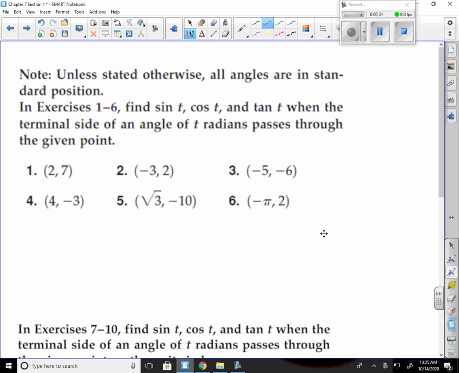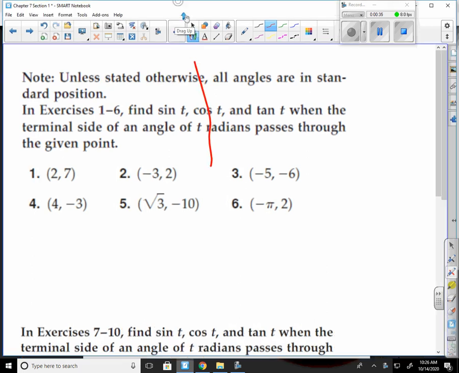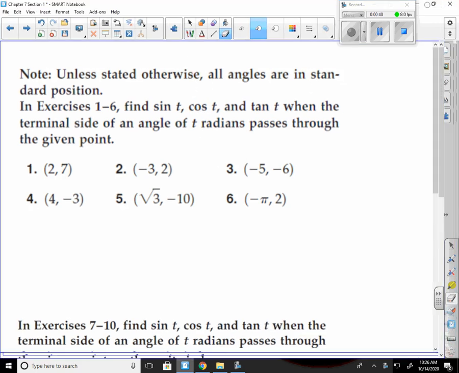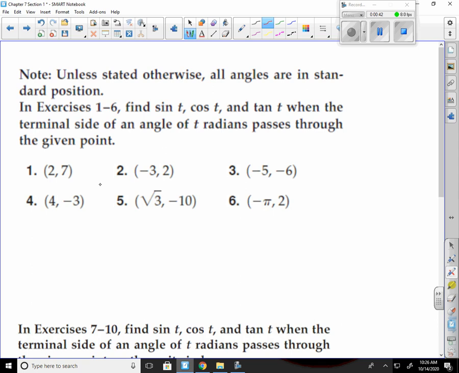All right, these first six, super easy as far as the cosine and sine are concerned. I'm going to show you why. Your x is always the cosine. Your sine is always the y. So cosine is 2, sine is 7.